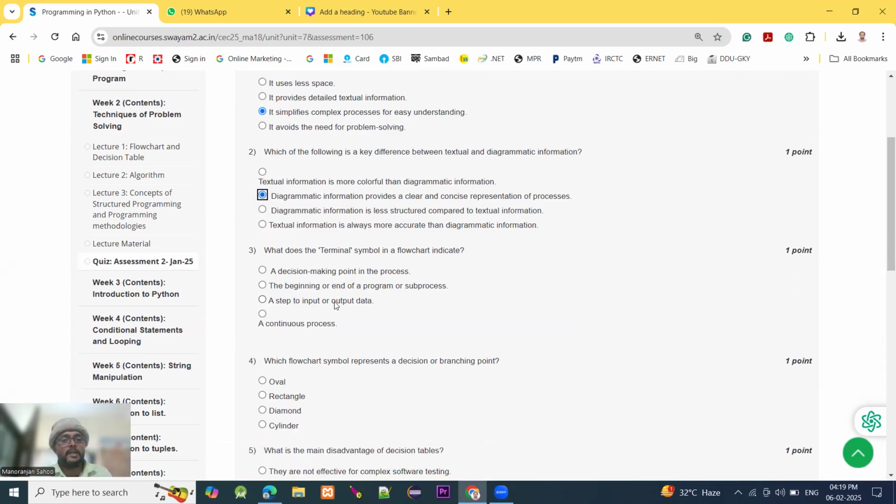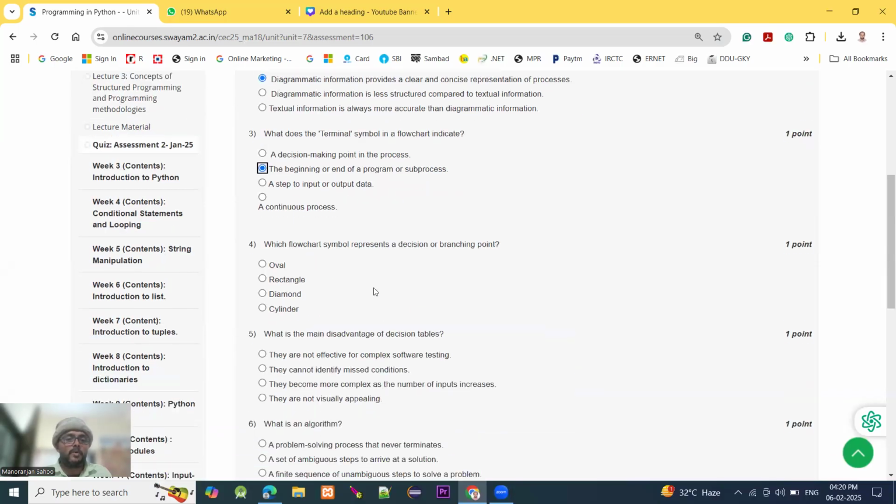Moving to question number 3, what does the terminal symbol represent in a flowchart? The terminal symbol is the beginning or end of a program or sub-process. Okay. So for 3, option B is the right answer.